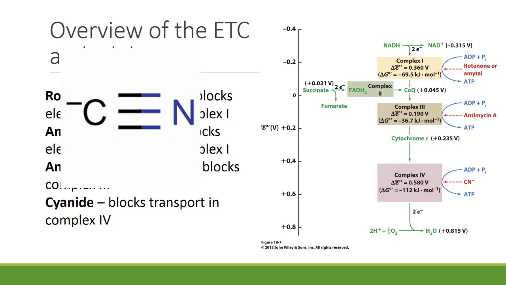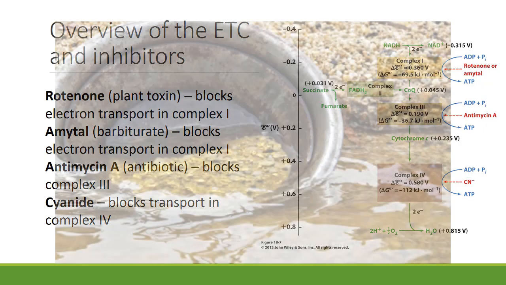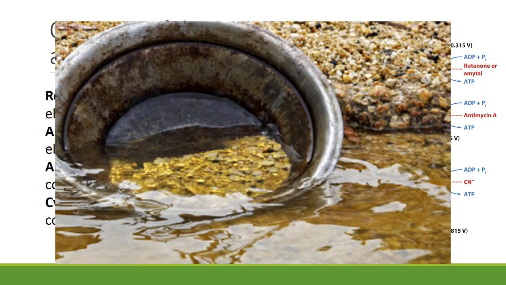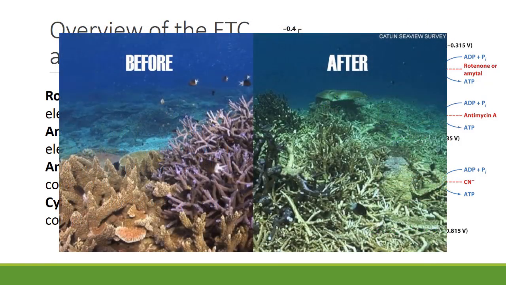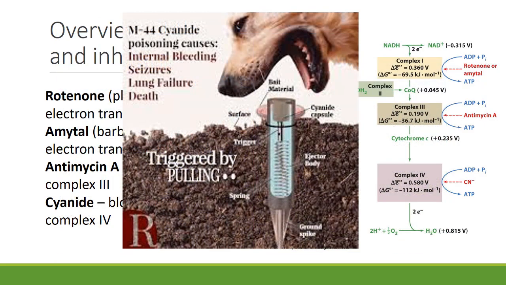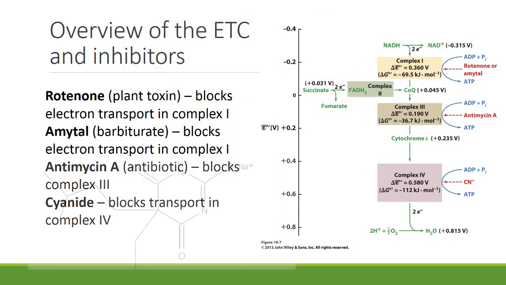Cyanide is probably one of the most well-known ETC inhibitors, and it blocks complex 4 by binding to the iron within the enzyme, completely shutting down the electron transport chain. Cyanide is used in mining processes as a means of dissolving precious metals such as gold and silver out of ore. It can also be found in illegal fishing practices near coral reefs, as well as in pest control, particularly used to kill coyotes in the United States.